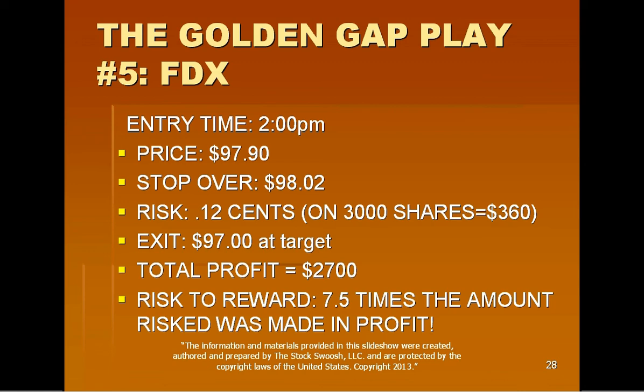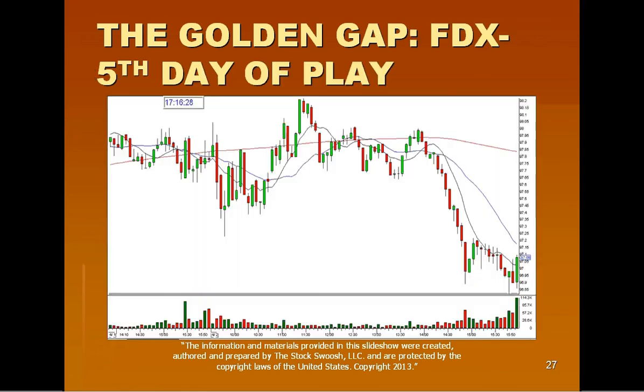And the profit in this was $2,700. This was 7.5 times the amount you would have risked. Okay? This did drop again harder, but you would have gotten out in here into this bounce, right in here at the target at 97. If you didn't get out on this bar, you would have got out here. This is the capitulation. Here's where the setup was. You get in here, stop over here, and you're down.